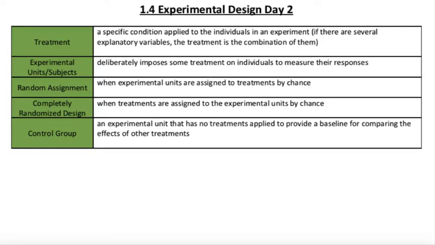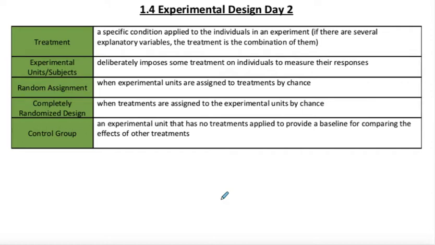So our vocab for today, we have treatment, which is a specific condition applied to the individuals in an experiment. And if there are several explanatory variables, the treatment is a combination of them. So treatments are what we say we have control over. That's what we're imposing upon our individuals in the experiment. The experimental units or the subjects are who or what we're deliberately imposing some treatment on. We call them subjects if they are human, experimental units if they are not. Apparently people didn't like being called experimental units, so we call them subjects of an experiment.